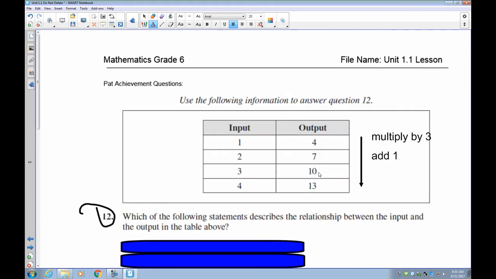You're going up by 3's. 4 plus 3 is 7, plus 3 is 10, plus 3 is 13. That means our first step is going to be to multiply by 3. 1 times 3 is 3. And 3 has to get to a 4. So to get from a 3 to a 4, you add 1. So that works. 2 times 3 is 6, plus 1 is 7. 3 times 3 is 9, plus 1 is 10. 4 times 3 is 12, plus 1 is 13.